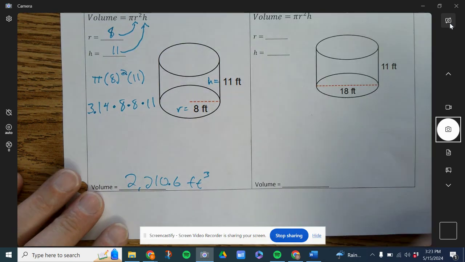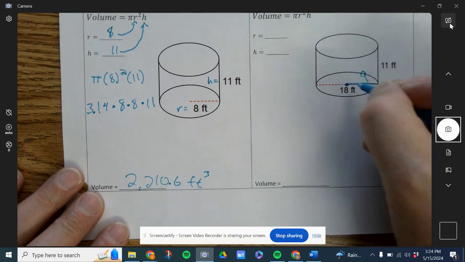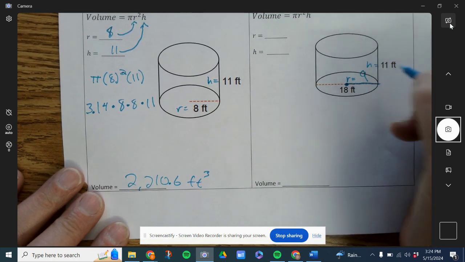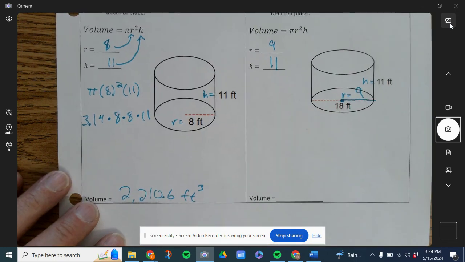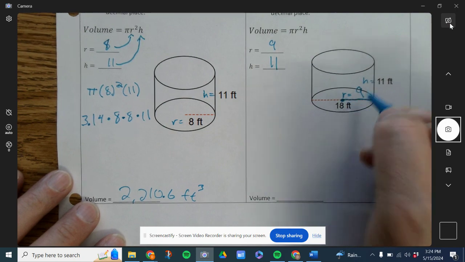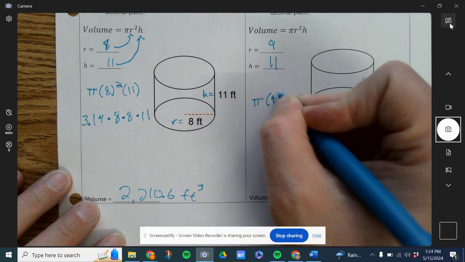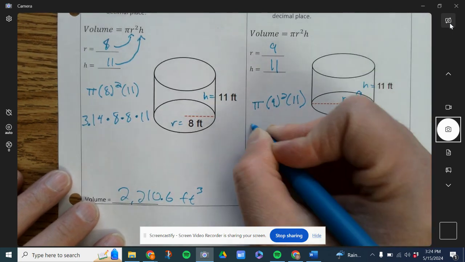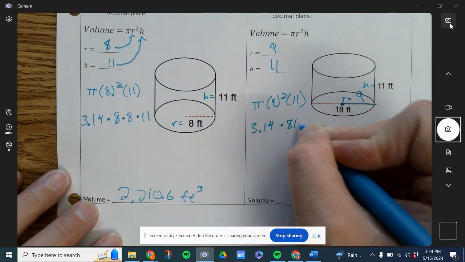All right, now moving on. This gives us the diameter, not the radius. So I need to take that and cut it in half to get to what we need, right? So if the dotted line goes all the way across, that's the diameter. You need to cut it in half to get to the radius. So this becomes pi times 9 squared times 11. So 3.14 times 9 squared is 81 times 11.